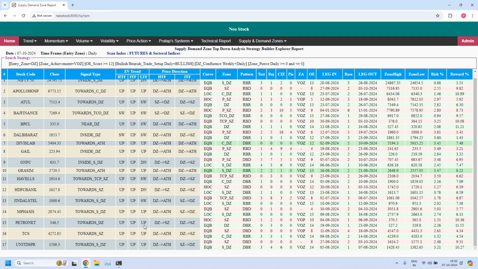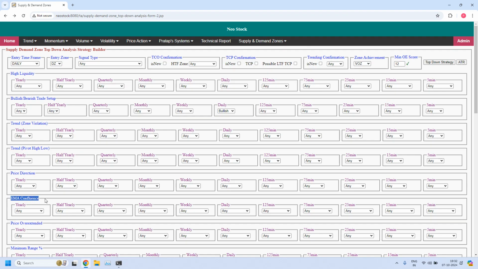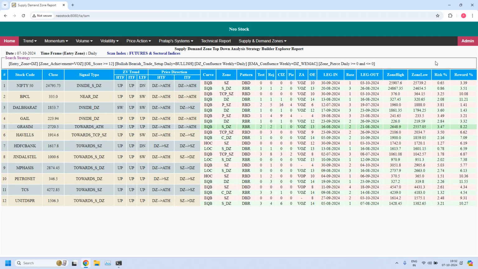So if weekly EMA confluence is there, it's a further high probability setup. So I'm going back, and in the EMA confluence at weekly time frame, I'm setting the filter weekly demand zone with weekly EMA confluence. So 12 stocks are filtered. All these 12 stocks have weekly EMA confluence, and the daily zone is part of the weekly zone, and weekly trend is uptrend because it is a bullish trade setup. That is nothing but ITF. Okay, this is ITF based.